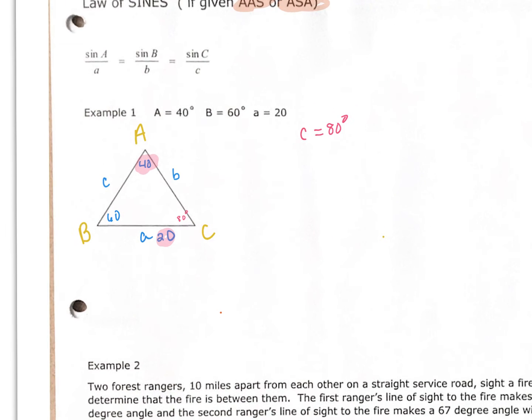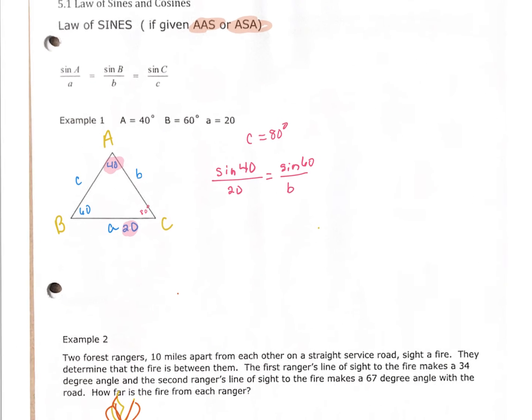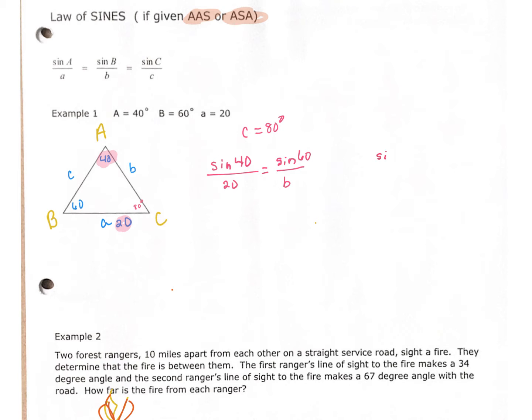We're going to use these formulas, so we're going to set up the proportion here. We can say that the sine of angle A, which is 40, is to side A, which is 20, and that's going to be equal to, let's set up both of them, the sine of 60, which is angle B, over side B. And we're going to set up this other one also: sine of 40, that's angle A, is to side A, which is 20, over the sine of 80, all over side C.